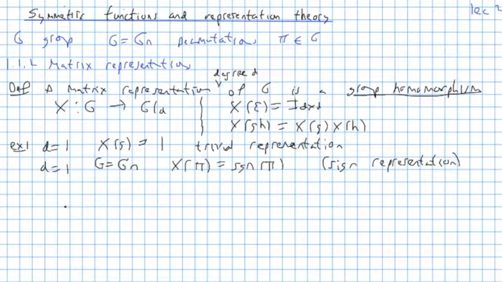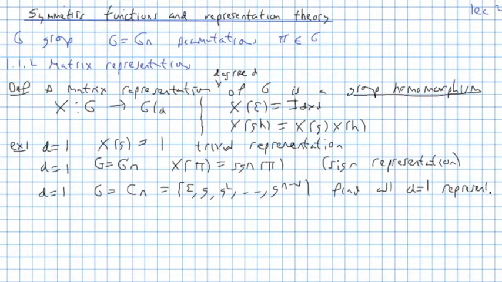Okay, so let's see another example of a degree 1 representation, but now our group is going to be the cyclic group on n elements. So this is the group with the identity, and I have a generator so that G to the n is the identity. Okay, so I have n elements. So I want to find all degree 1 representations.